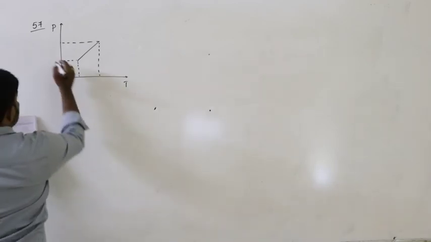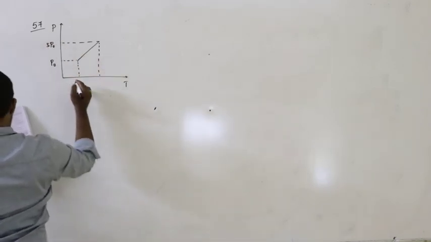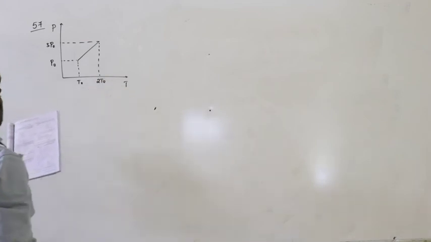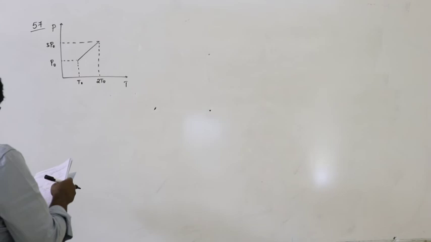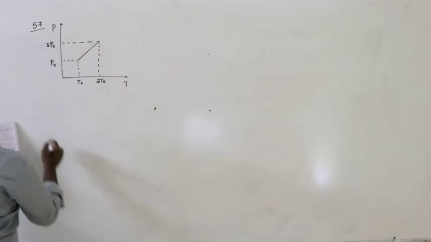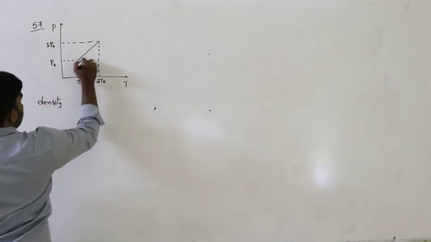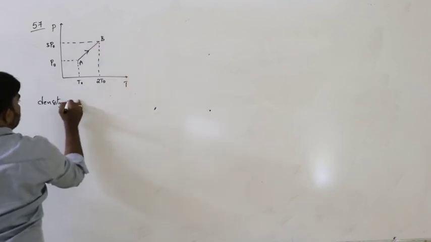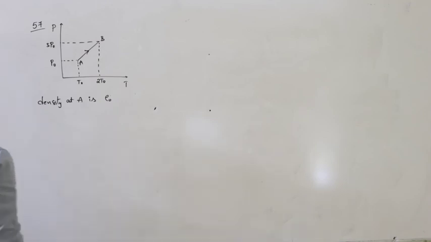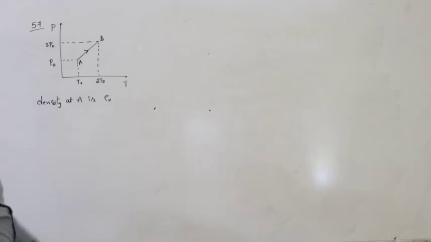So here this is given as P naught and this is 3 P naught, and this is T naught and this is 2 T naught. So this is the graph between pressure and temperature. So density at point A, this is A and this is B, is given as rho naught. Now we have to find out the density at B.